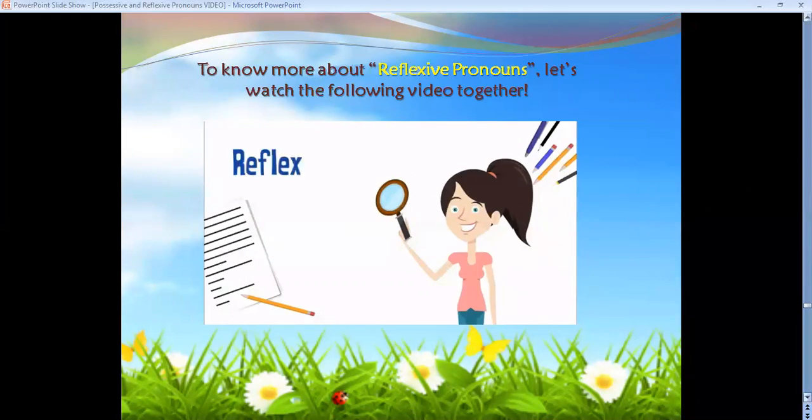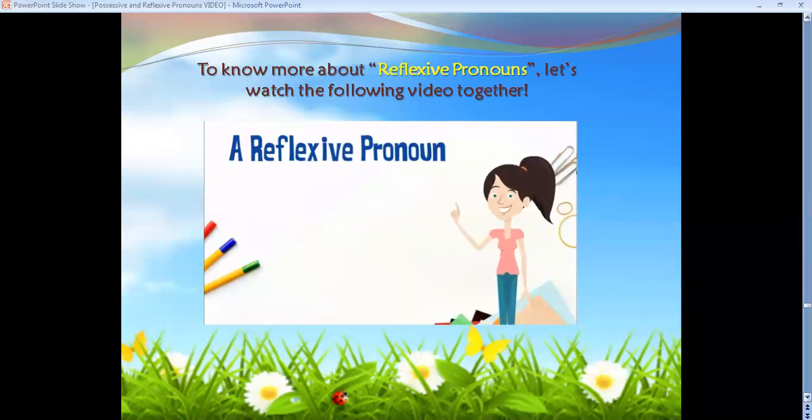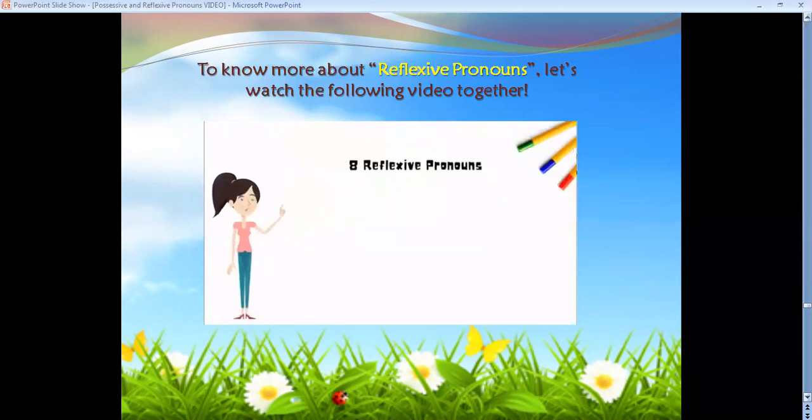This tutorial will cover reflexive pronouns. A reflexive pronoun ends in self, which is singular, or selves, which is plural. And it's used with another noun or pronoun when something does something to itself. There are 8 reflexive pronouns.